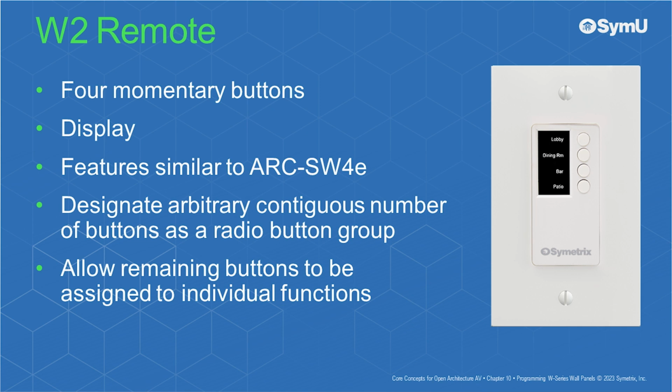The second device in the W-Series is the W2. It has 4 momentary buttons and a display. The programming features are similar to the ARC SW4E, however it is enhanced with the ability to designate an arbitrary contiguous number of buttons as a radio button group, while allowing the remaining buttons to be assigned to individual functions.